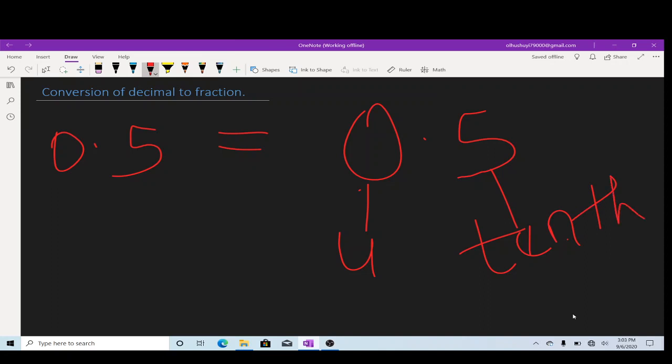So having gotten this to be tenths, what does tenth mean? It means 5 times 1 upon 10. So you have 5 having a place value of tenths, and that basically means 5 upon 10. That's the first approach.